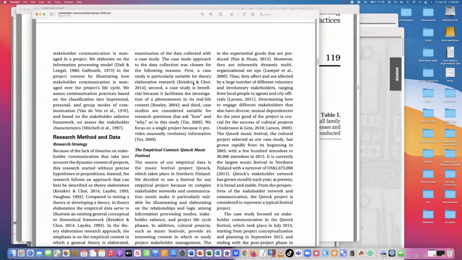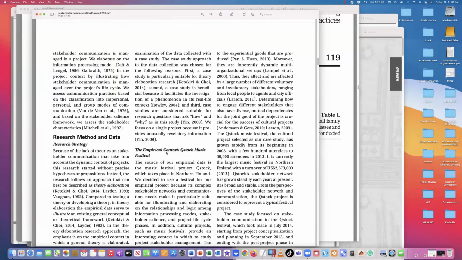Okay. Then second, a case study is beneficial because it investigates the phenomenon in its real life context. Remember what we mentioned. Third, a case study is considered suitable for a research question that asks how and why. That is true. When you're asking how and why questions, you use this one. And usually we focus on a single case, a single project, because it provides unusually revelatory information. Revelatory case studies are usually focused on one particular company and go in depth to unravel information that's relevant to understanding or elaborating the theory we are trying to study.